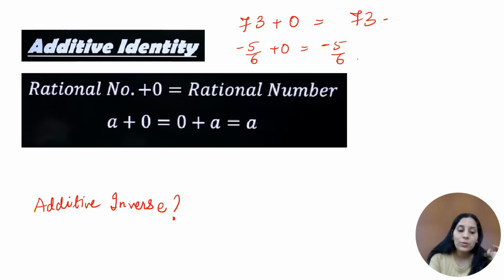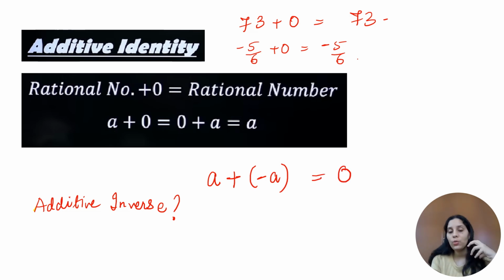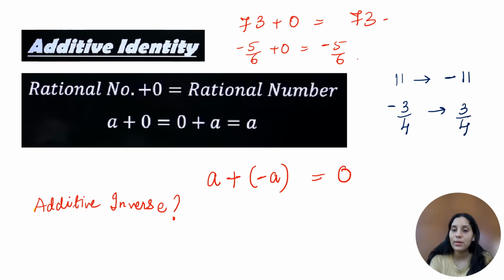Now additive inverse is basically a plus minus a is equal to 0. Now how do we find the additive inverse of any number? Let us take, I have a number 11. Its additive inverse is minus 11. Let us say I have a number minus 3 by 4. Its additive inverse will be plus 3 by 4. So basically to find the additive inverse, it is just interchanging the sign. If it is plus, put minus, and if it is minus, you need to put plus. So this is how it works.